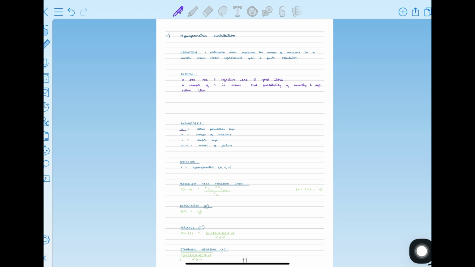The parameters are: capital N is the total population size, small n is the sample size, k is the number of successes, and capital N minus k is the number of failures. For the probability mass function, we take the number of ways of choosing x successes from k items, multiplied by the number of ways of choosing the remaining items from the non-success group, divided by the total number of ways of choosing a sample of n items from a population of N. Here you can have a look at the mean and the variance.